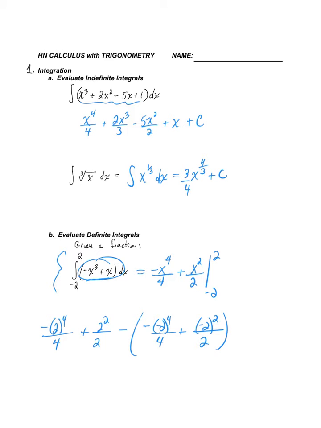And now evaluating, this is the opposite of 2 to the fourth, which is -16. -16 over 4 is -4. 2 squared over 2 is 4 over 2, which is 2. Then we subtract what we get inside here.